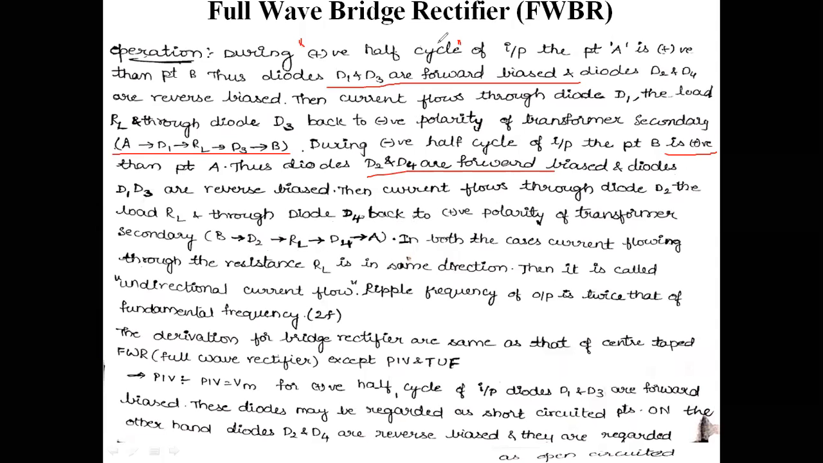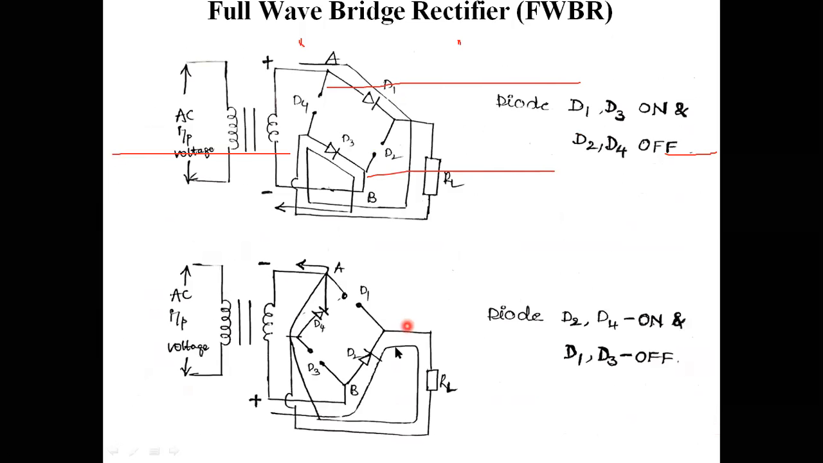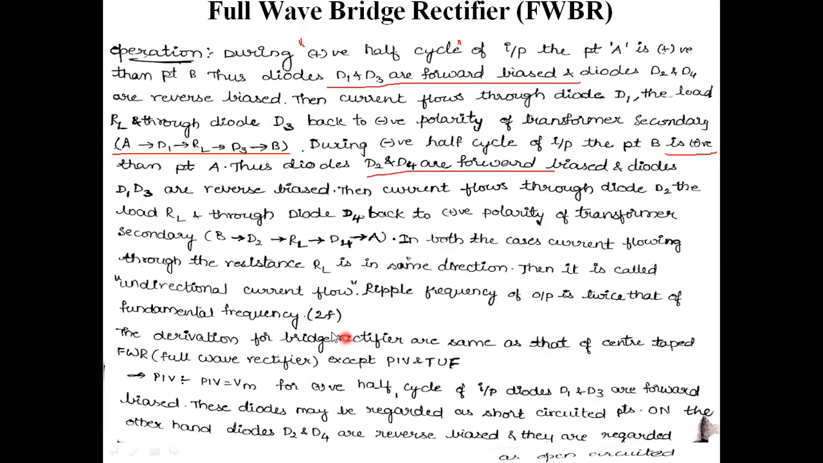We will see this one. B to D2, RL, D4 and then A. This is the path. First one is B, next D2, next RL, next D4, next point is A. In this manner, we are supposed to know the flow of current is taking place in this direction. That is point B, D2, RL, D4, A.